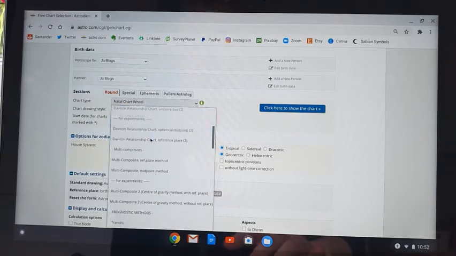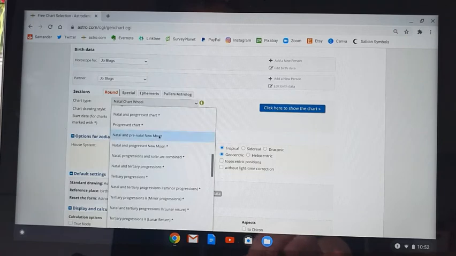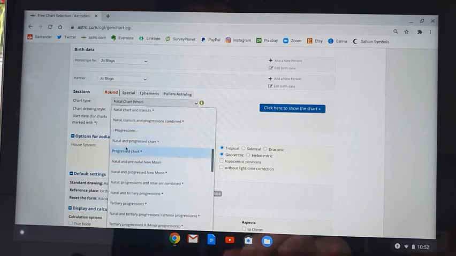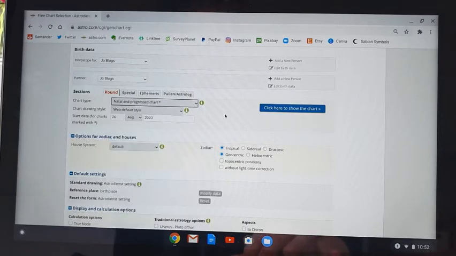So you scroll all the way down and there are two options. There are progressions, so there are a few options, but I'll start with this one, natal and progress chart. So it gives you both. You can see where you natally are and then how different your progress chart looks. And what's very important is the time. So I'm going to leave today's date because there will be some progressions showing on this person's chart.